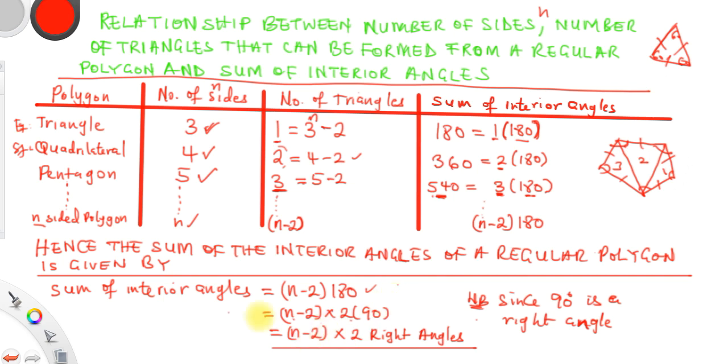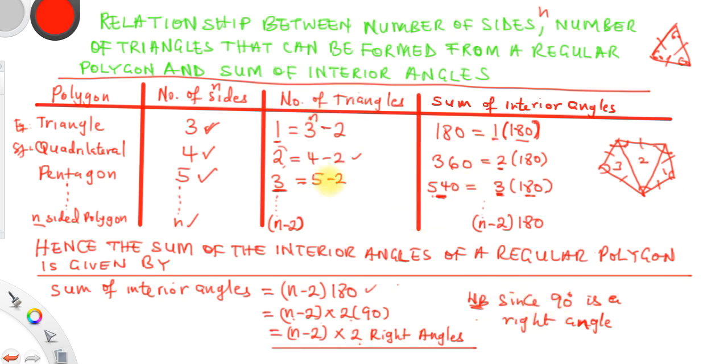So we are saying that the sum of the interior angles of a regular polygon is n minus 2 times 2 right angles, where each right angle represents 90 degrees. So it is not n minus 2 times 2 right angles times 2 times 90 again. Right angle here is representing 90 degrees, and you have 2 of them. Yes, guys, that is what we mean.